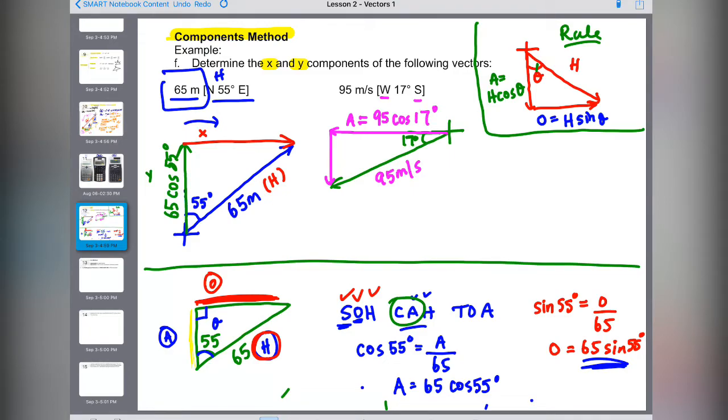And then the side that is going south is the opposite. So opposite would be the hypotenuse times the sine, hypotenuse times the sine of 17.